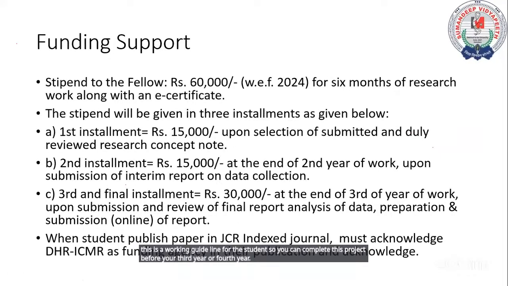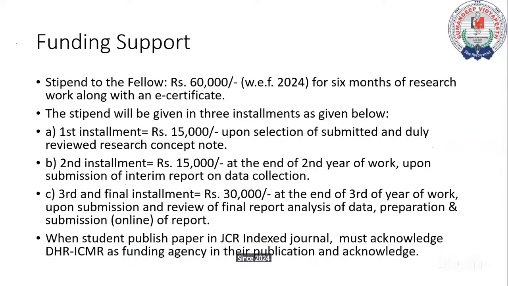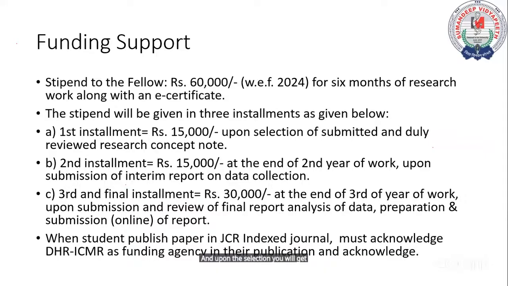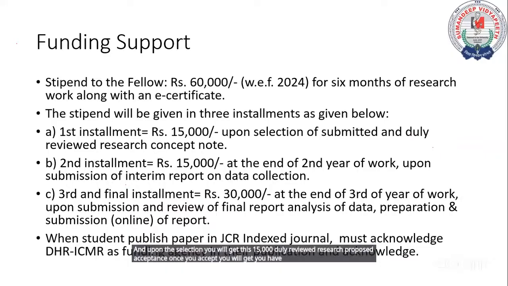Funding support. Stipend to the fellow: 60,000. This is now increased. Previously it was 10,000, 25,000, now 60,000. Since 2024, ICMR has decided to award a stipend of 60,000 for the 6-month research. The stipend will be given in 3 installments. The first installment is 15,000, and upon selection and acceptance of the duly reviewed research proposal, you will get this 15,000. Once you accept, you have to submit your bank details, and ICMR DHR will transfer the amount to your personal bank account.